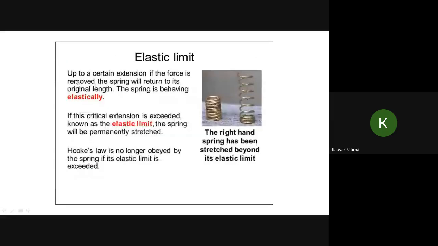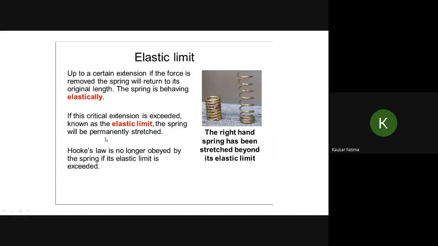Elastic limit. Up to a certain extension, if the force is removed, the spring will return to its original length. The spring is behaving elastically. Elastically means it will return to its original length when you remove the force. If this critical extension, known as the elastic limit, is exceeded, the spring will be permanently stretched. We say that it is distorted permanently, it has undergone permanent deformation. It means it will not return to its original length.